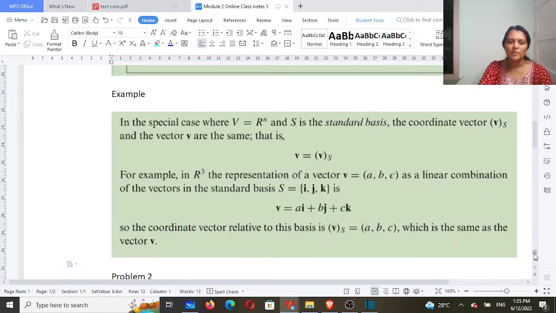In the special case, let V equal to R raised to n, and S is the standard basis. The coordinate vector of v relative to S and the vector v are the same, that is v equal to v suffix S. For example, in R cube, the representation of a vector v equal to (a, b, c) as a linear combination of the vectors in the standard basis i, j, k is v equal to ai plus bj plus ck. So the coordinate vector relative to the basis is v suffix S equal to (a, b, c), which is the same as the vector v.